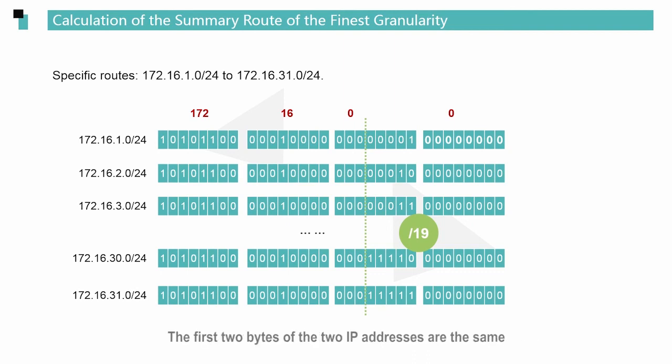to the binary format, and calculate how many beginning bits are the same in the 2 IP addresses. The first 2 bytes of the 2 IP addresses are the same, and the mask length is 24, so we need to focus on the 3rd byte. As you can see from the diagram on the screen, the bits to the left of the red dotted line are the same, and there are 19 bits in total. In this situation, we can determine the summary route. Set the first 2 bytes to 172 and 16, the other 2 bytes to zeros, and the mask length to 19.